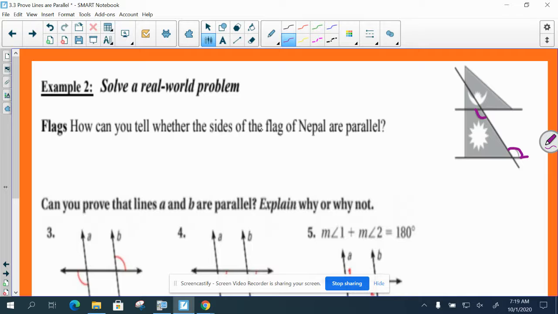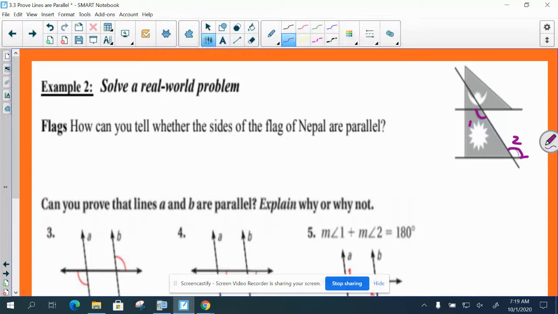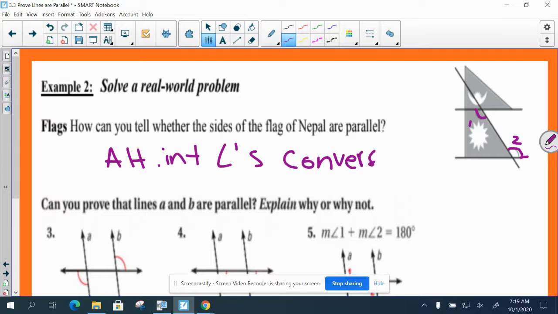So how can you tell whether the sides of the flag of Naples are parallel? Actually, hold on a second, erase that. We're just going to say the theorem that we're talking about. That's really all you need to say here. So by the alternate interior angles converse theorem, or you can use THM for theorem.